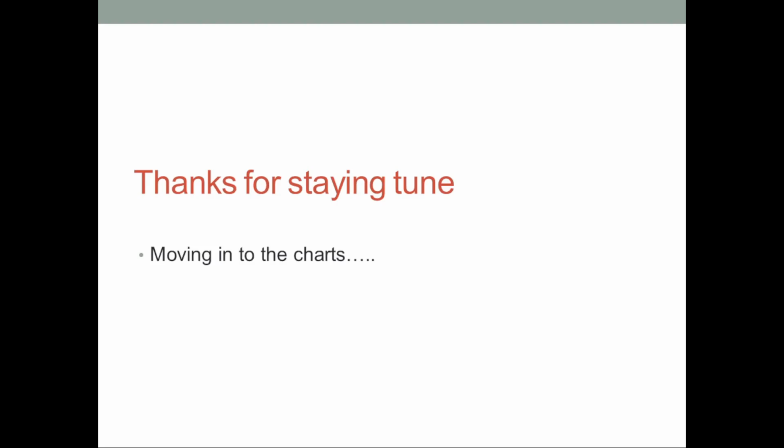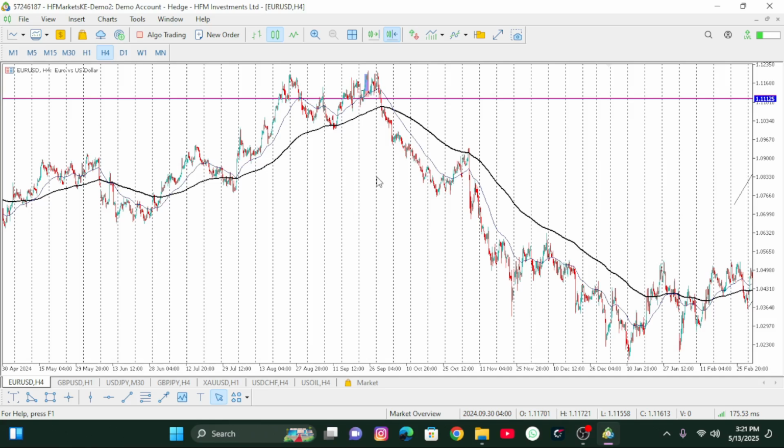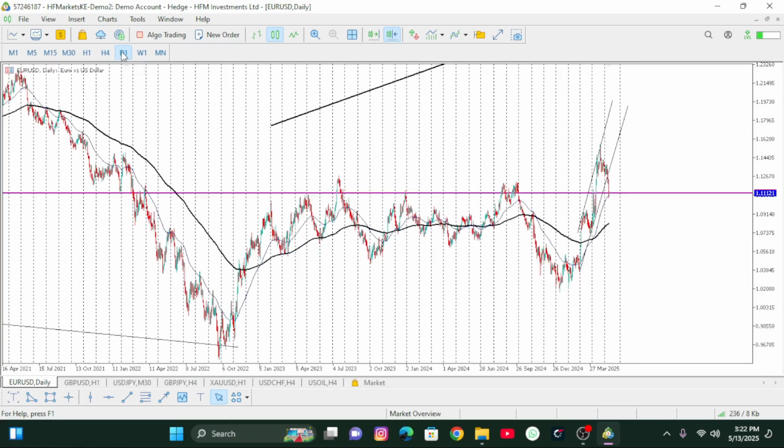So let's now move into the charts and see how to set it up, or rather let's see how you can download it, set it up on your charts, and how you can use it to interpret or get signals. So this is Euro USD. I will be using Euro USD to demonstrate how you can use the trend catcher to identify possible trades. So let me switch to the daily time frame.